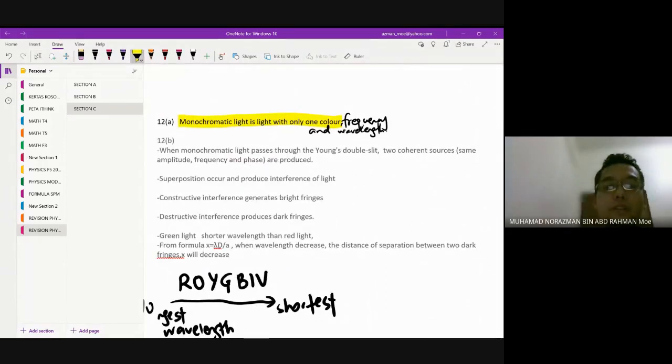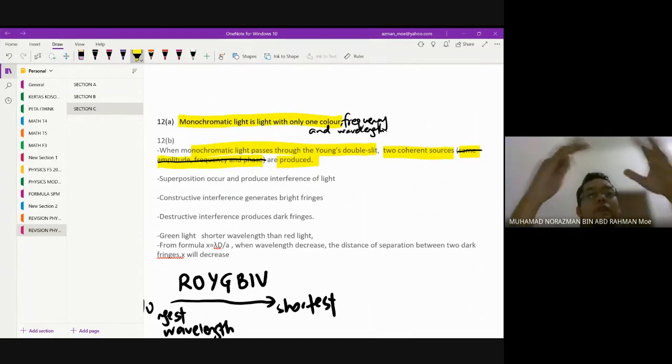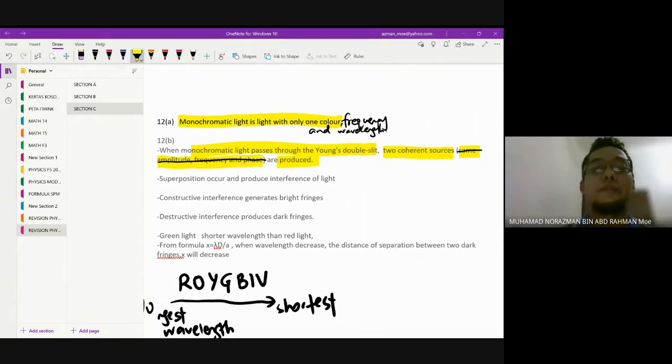First, when monochromatic light passes through Young double slit, two coherent sources are produced. Remember, sometimes the question asks you what is the meaning of coherent source. Coherent source means same amplitude, frequency, and phase are produced. To answer this question, no need like this one, you just write two coherent sources are produced. Meaning that the two sources produce same amplitude, same frequency, same phase, basically same wave.